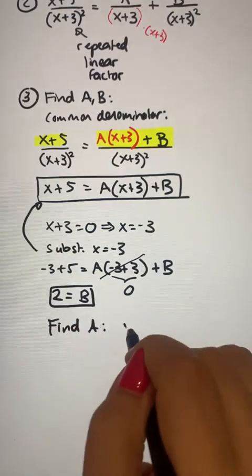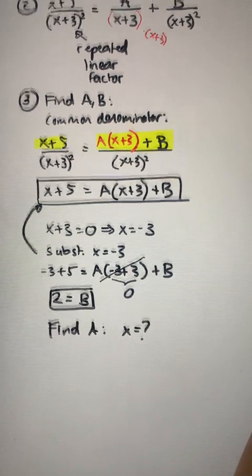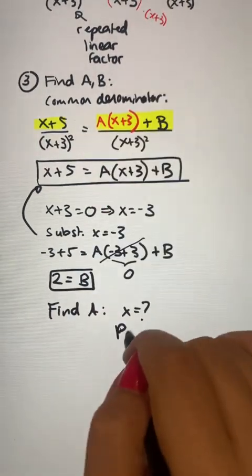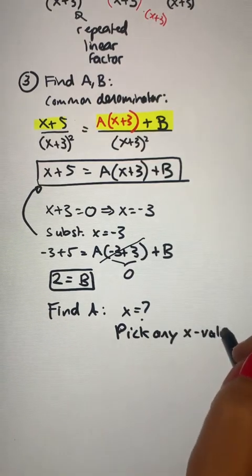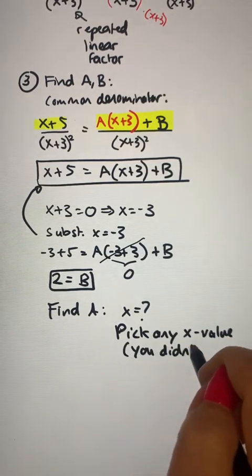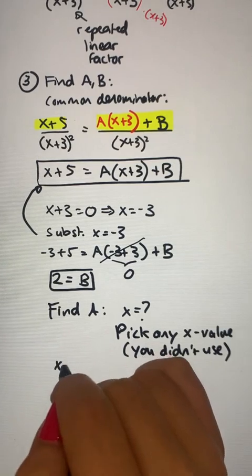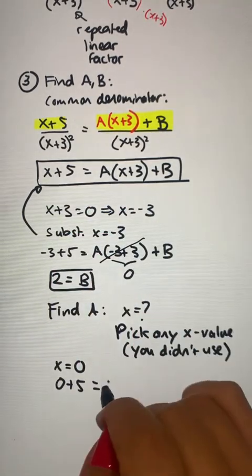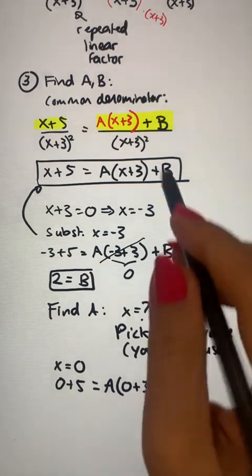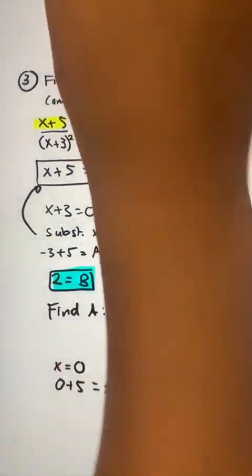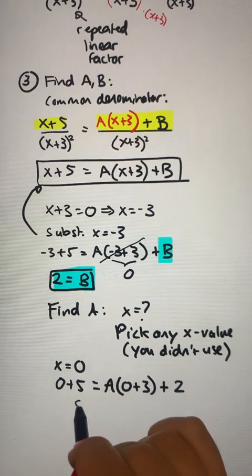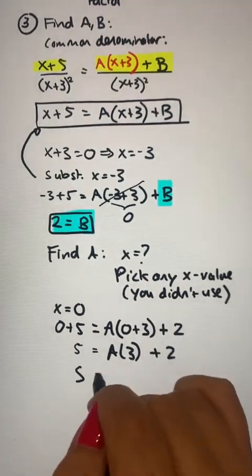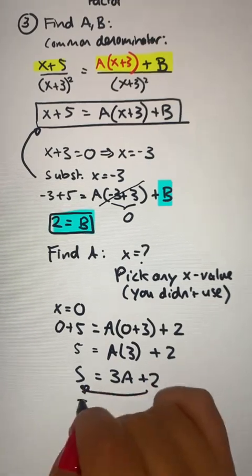Now for the value of a, we can't use the other denominator, because if we try to make x plus 3 squared equal to 0, we're going to end up getting x equals minus 3, which we already used. So instead, we're going to pick any x value that we haven't already used. I'm going to pick x equals 0, but any other value works. We're going to substitute it into the boxed equation, and you have to substitute one more thing. You also have to substitute the value of b, which we already found. This way, we only have one unknown, which is a. So we're going to solve for a, and we're going to find out that a equals 1.